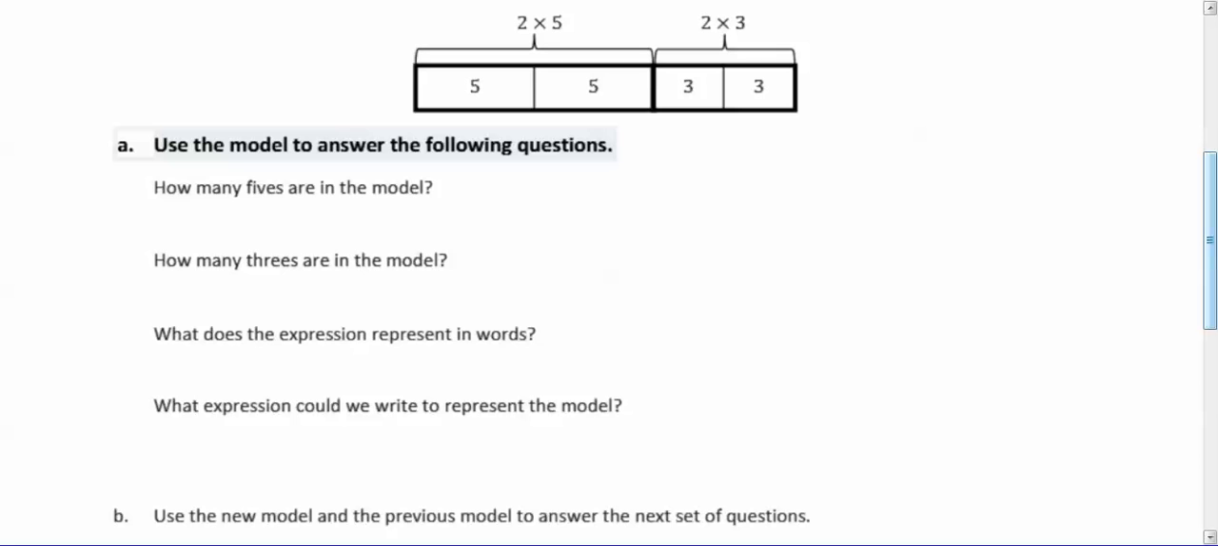How many 5s are in that model? 2. Everyone? 2. 2, yep. How many 3s are in this model? 2. What does the expression represent in words? If I said, what does this show us, what would you say?